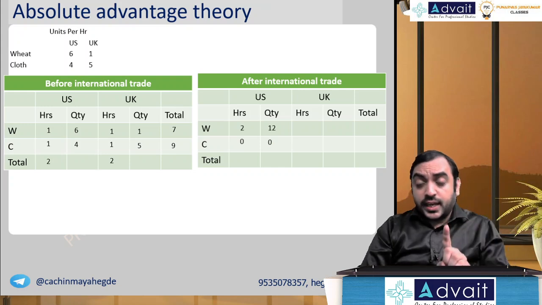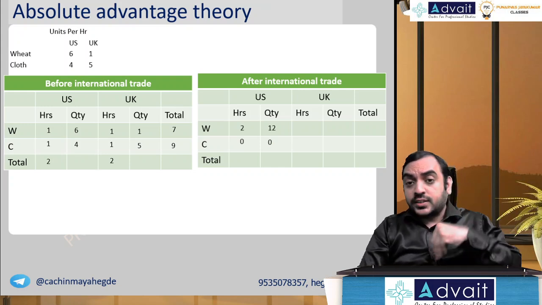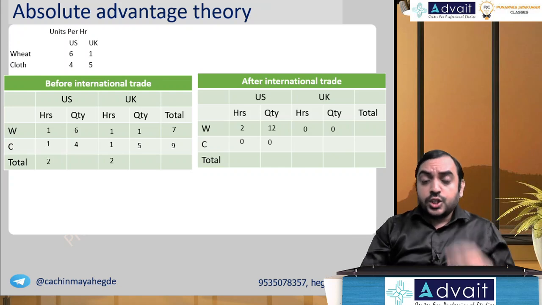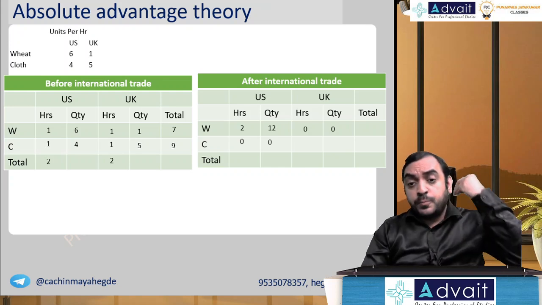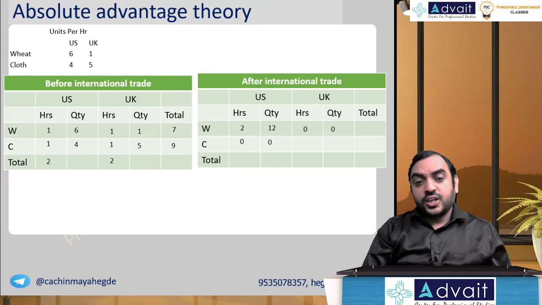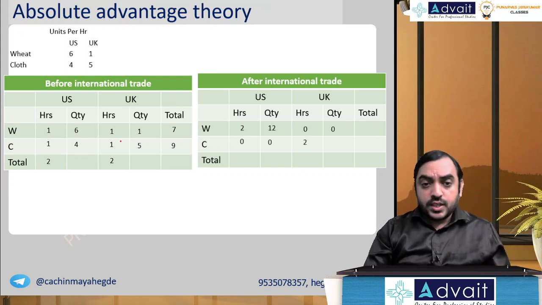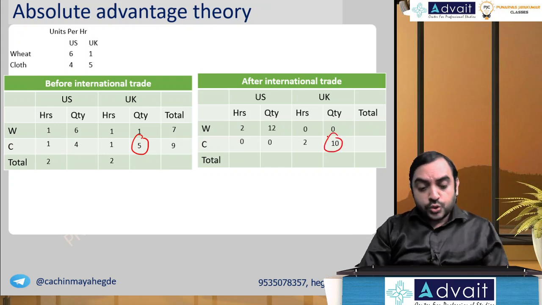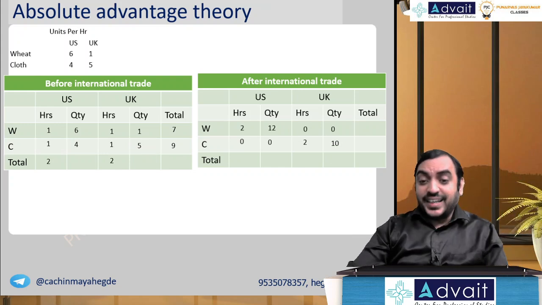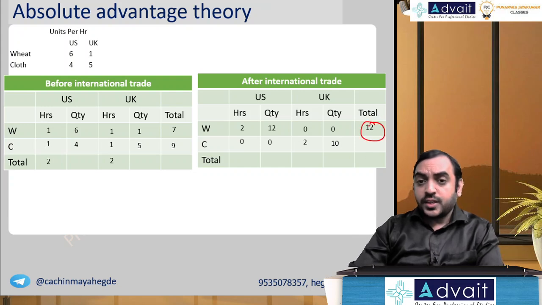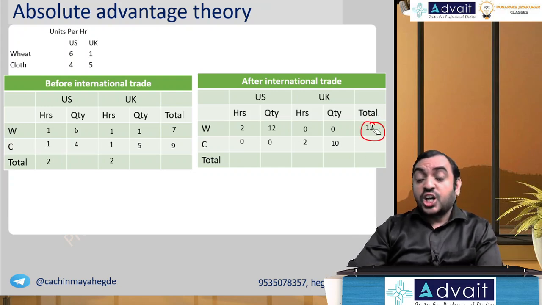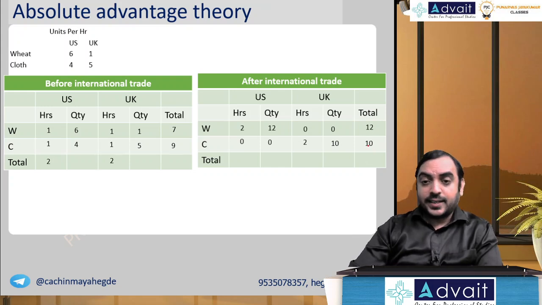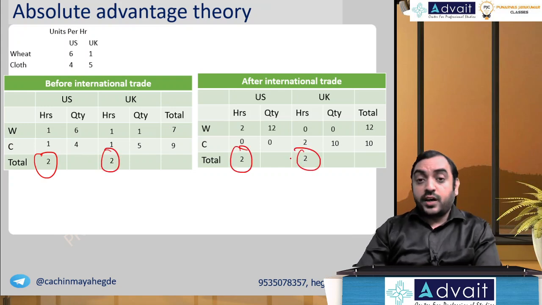Now similarly UK is going to specialize in cloth. Wheat, nothing, zero. So of the 2 hours they have, they'll spend both hours on cloth. And how many can they produce? In 1 hour they can produce 5. In 2 hours they could produce 10. So what is the worldwide total wheat produced? 12. And what is the worldwide total cloth produced? That is 10. You compare in both the cases, earlier also 2 hours, 2 hours. Now also 2 hours, 2 hours.